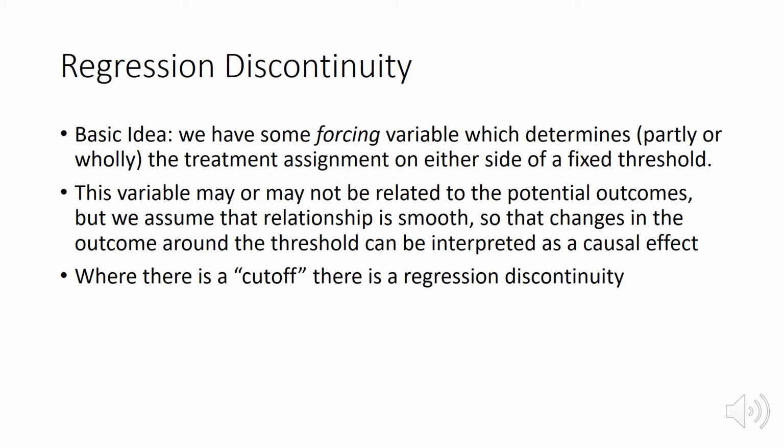What does this mean in terms of Core 170? What does this mean in terms of decisions in a data-driven world? It means that in a lot of cases, there's some sort of forcing variable, some sort of cutoff variable that determines treatment assignment. The variable might be related to potential outcomes, but what we're assuming is that there's a smooth relationship for this variable except on either side of the forcing variable. And where there's this cutoff, there's a regression discontinuity.